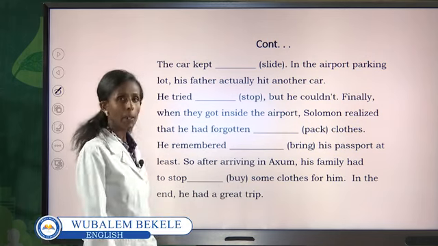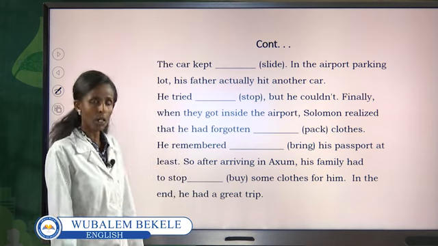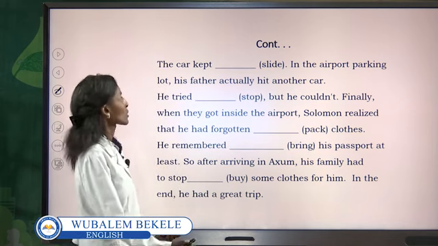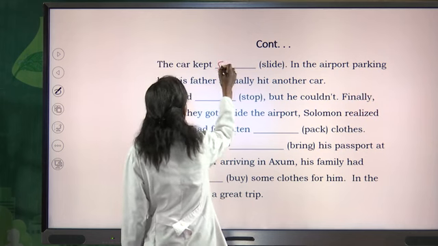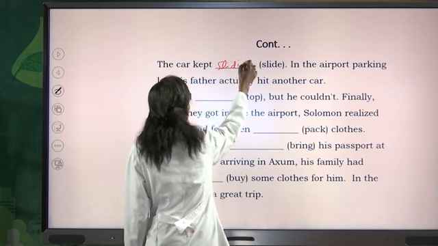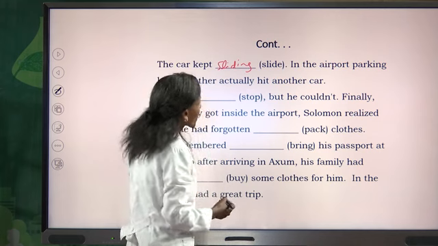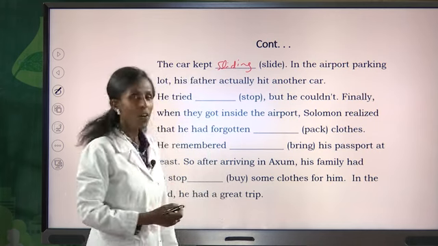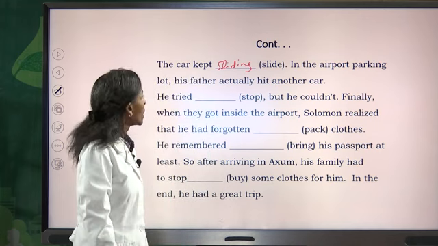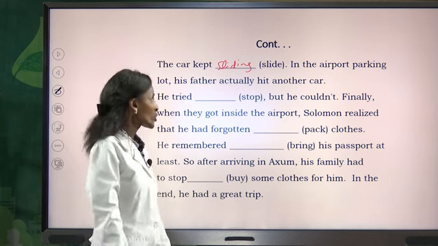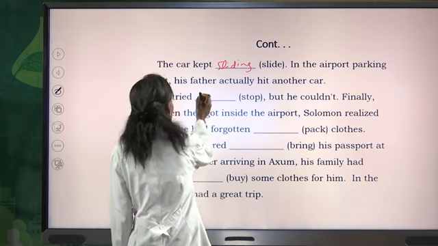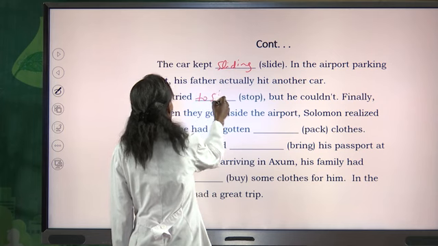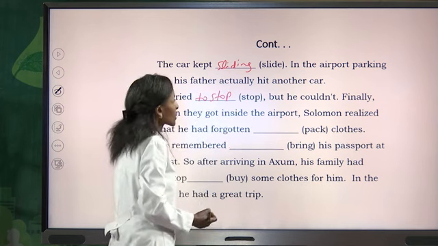The car kept, in brackets slide, okay? The car kept. Keep is followed by what? Gerund, okay? Like mind, enjoy, and avoid. So the car kept, the past tense of keep, sliding. Gerund, okay? Sliding. In the airport parking lot, his father actually hit another car. How unfortunate he was, you know. So he tried dash, but he couldn't. He tried to stop, but he couldn't, okay?